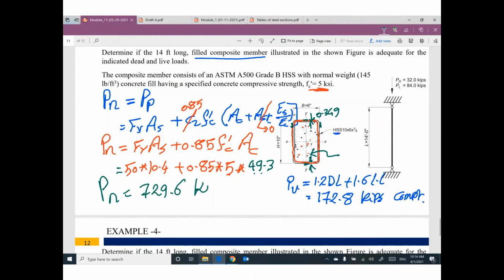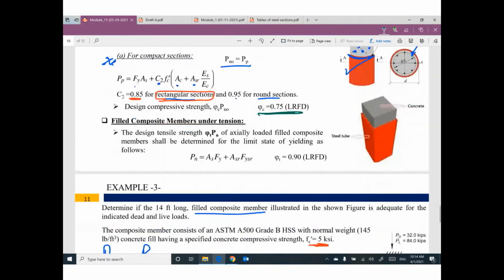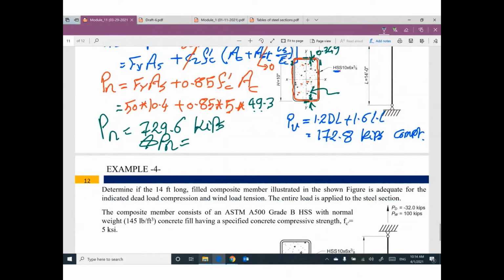So the value of Pn will be 729.6 kip. I will multiply by phi to get phi Pn. What is the value of phi? 0.75. So times 0.75, your value will be 547. So right now, your P ultimate equals 172. The design strength equals 547. P ultimate is smaller than phi Pn. It's safe.